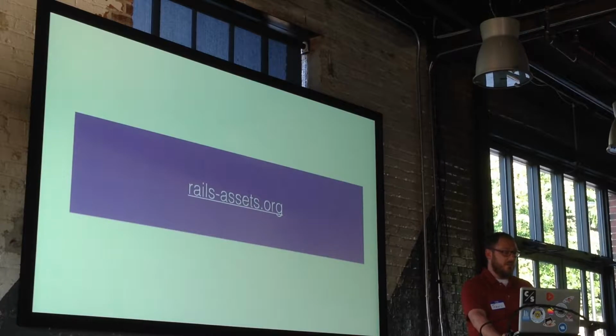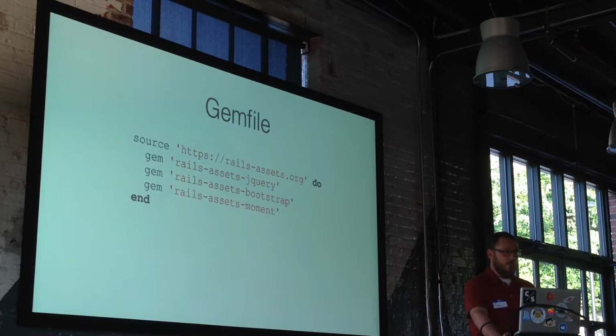And like I said, all it does is it will convert a Bower package to a gem that will make the assets available to the asset pipeline. And using it is super duper simple. All you have to do is have this source block in your Gemfile and set your source to railsassets.org. And anywhere inside that block, if you have a gem that starts with rails-assets, anything after that second dash will be the Bower package name.